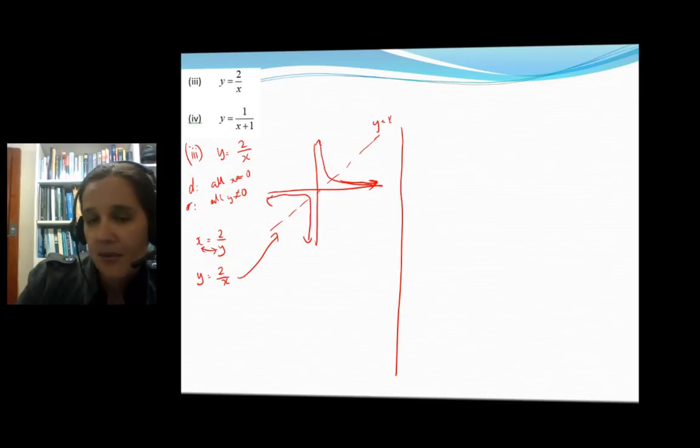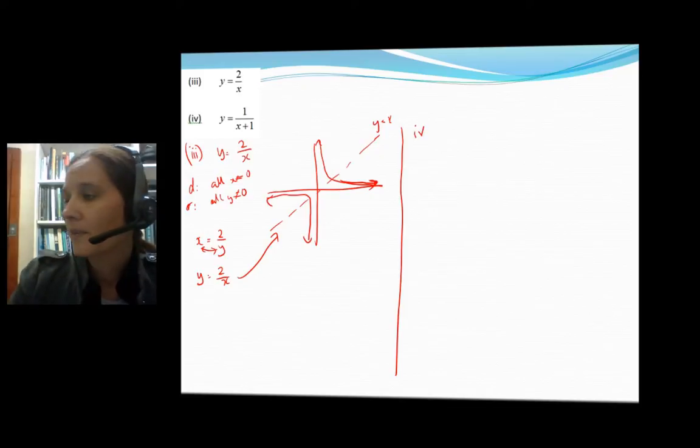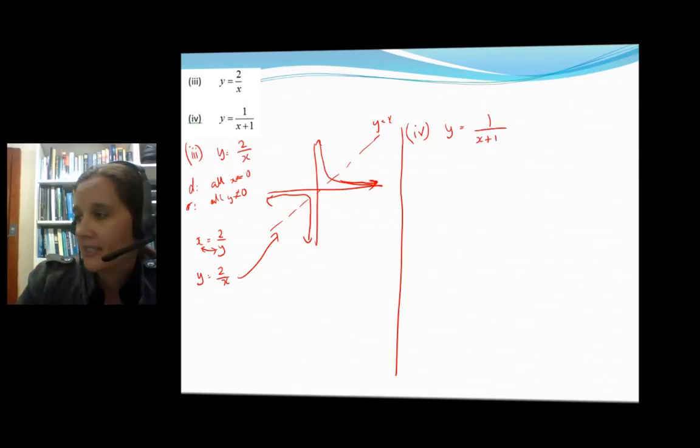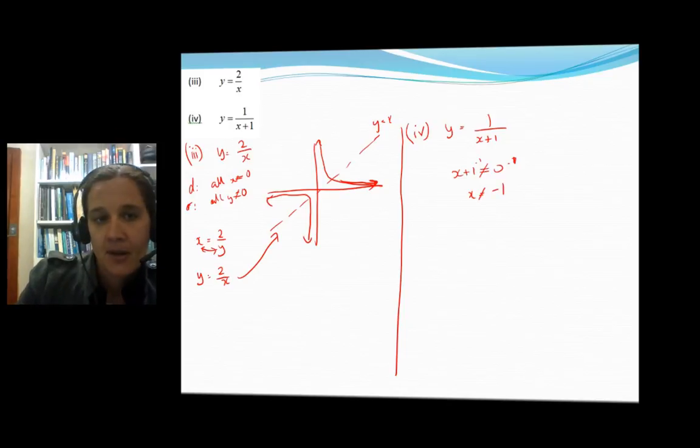So here it's the same graph, and so we have the same domain and range there. If we look at number 4, we've got y is equal to 1 on x plus 1. We know we can't divide by 0, so x plus 1 can't be equal to 0. So here x is not equal to minus 1. Our negative x's should all be okay, and our positive x's should all be okay.